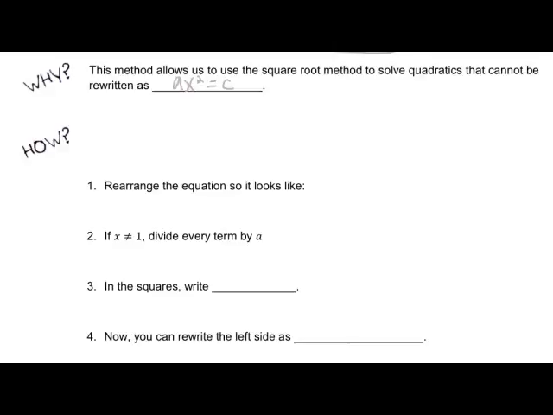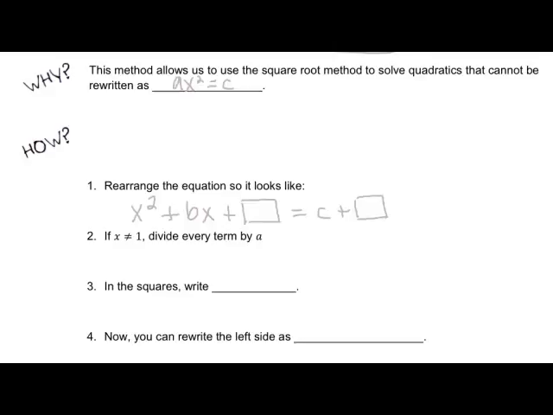So to complete the square, we first have to rearrange the equation so that it looks like this. We have x squared plus bx plus blank, or our square, equals c plus that same blank. And we're going to figure out what that blank is in just a second. For part 2, if a does not equal 1, divide every term by a. So if the coefficient in front of our x squared does not equal 1, then you have to divide that out. We have to have a 1 in front of our x squared term in order to complete the square.